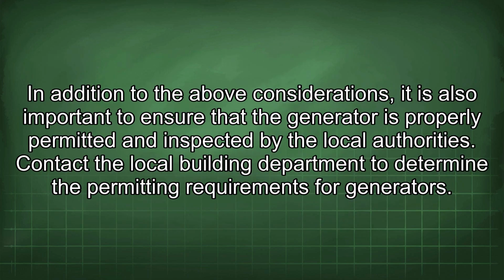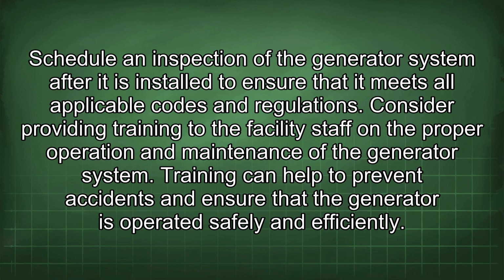In addition to the above considerations, it is also important to ensure that the generator is properly permitted and inspected by the local authorities. Contact the local building department to determine the permitting requirements for generators. Schedule an inspection of the generator system after it is installed to ensure that it meets all applicable codes and regulations. Consider providing training to the facility staff on the proper operation and maintenance of the generator system. Training can help to prevent accidents and ensure that the generator is operated safely and efficiently.